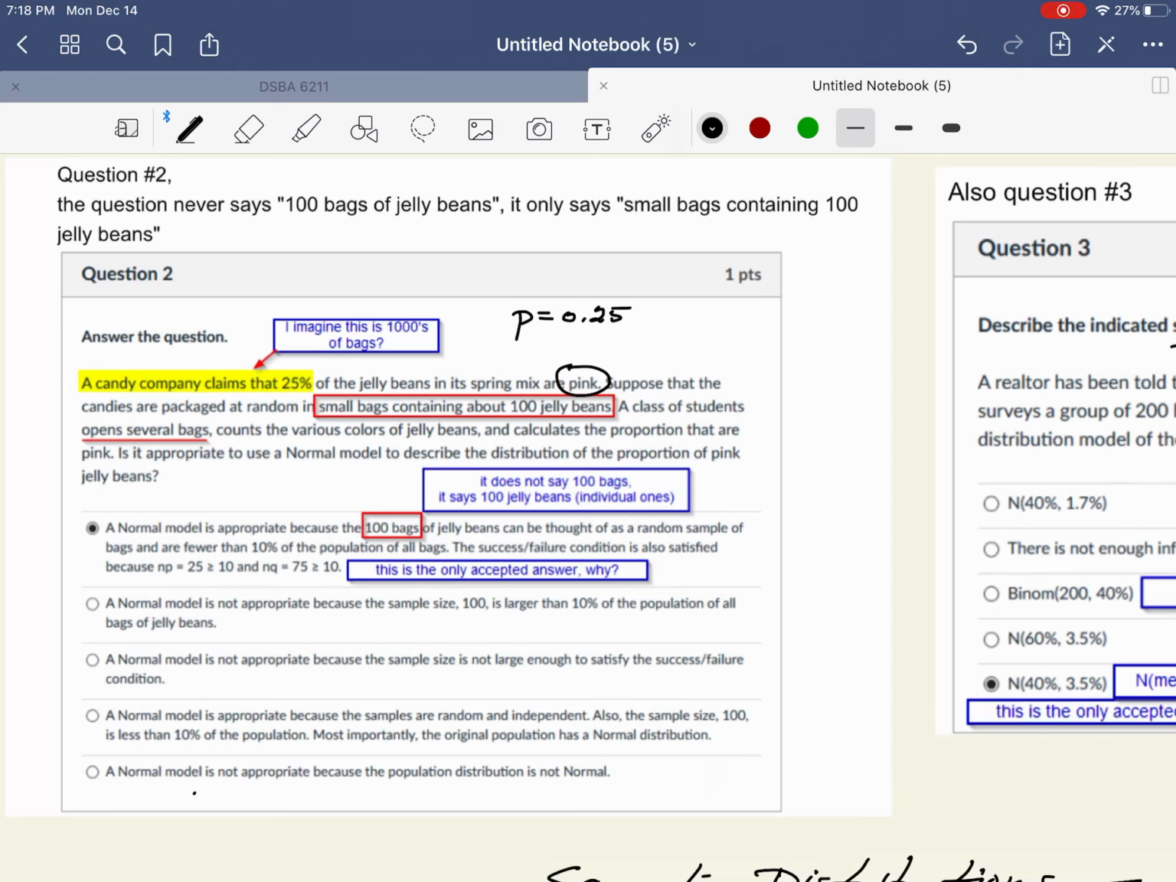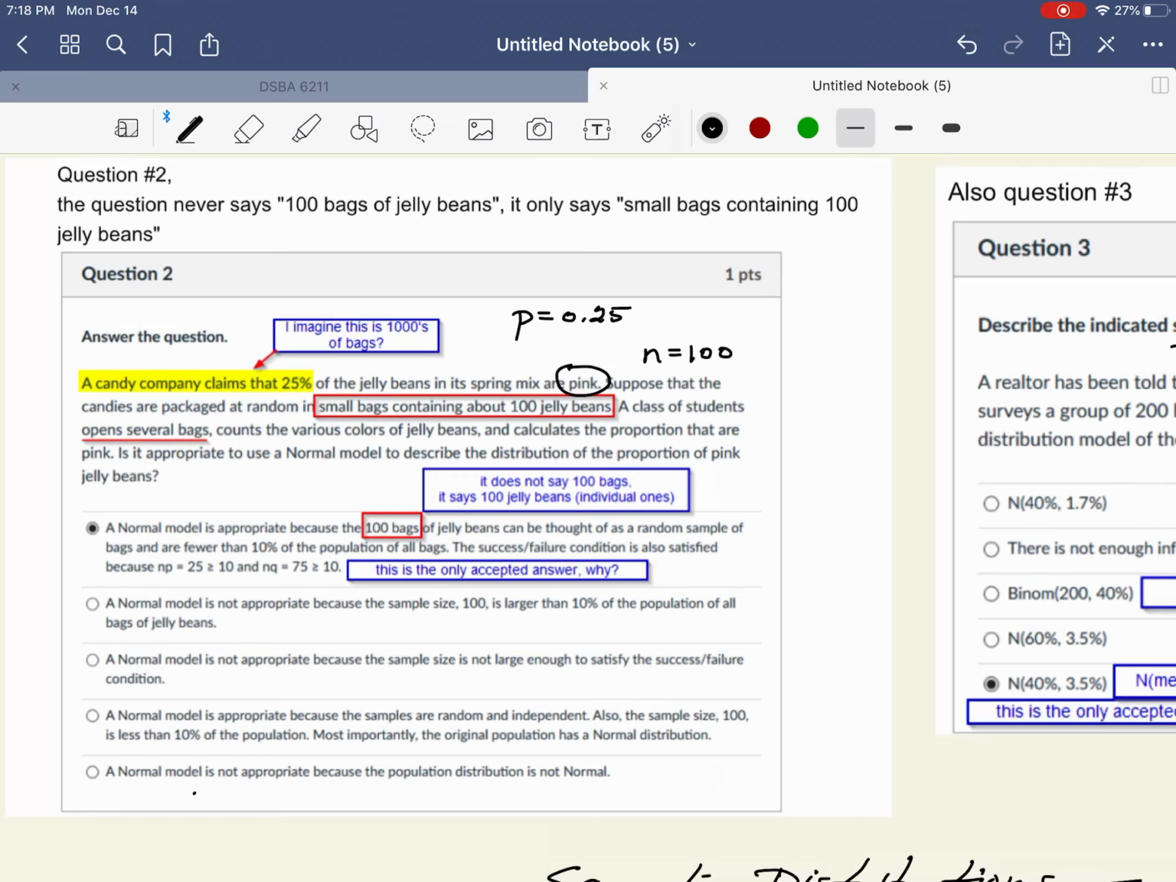And they're random. They're in small bags containing about 100 jelly beans. So this right here is key. I love how you circled that because you are right. My sample size of what's in each bag, I'm going to say I have 100 jelly beans in each bag. That's the key here in being able to say, can I treat this like a sampling distribution and use the features that we've learned about?